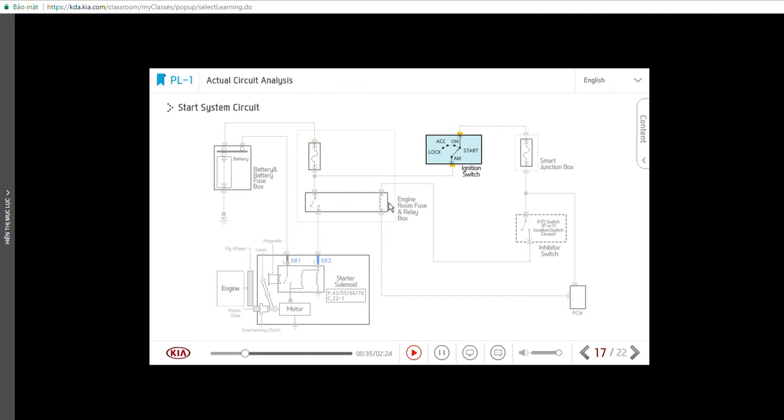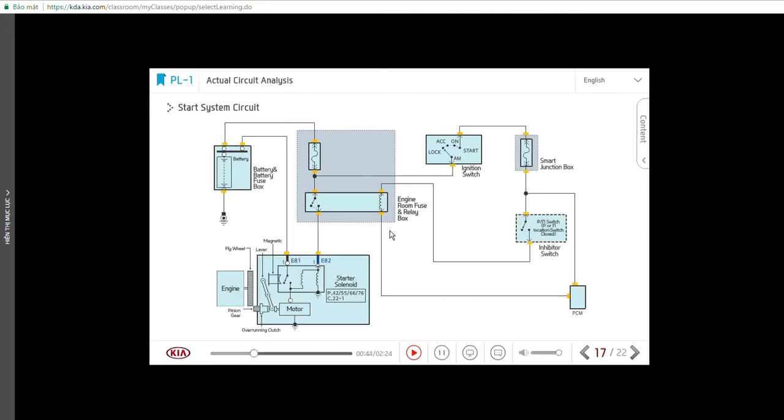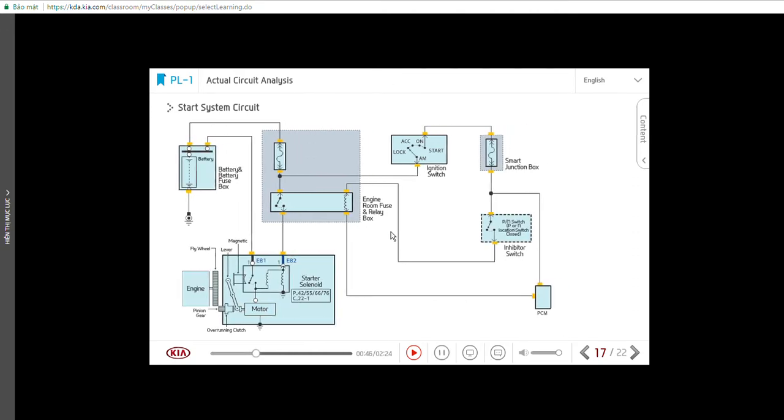In the start system circuit, the controller detects the ignition key signal of the driver and operates the relay and starter motor. To learn more about the control process, select the Shift lever and Start button and check for the current flow.